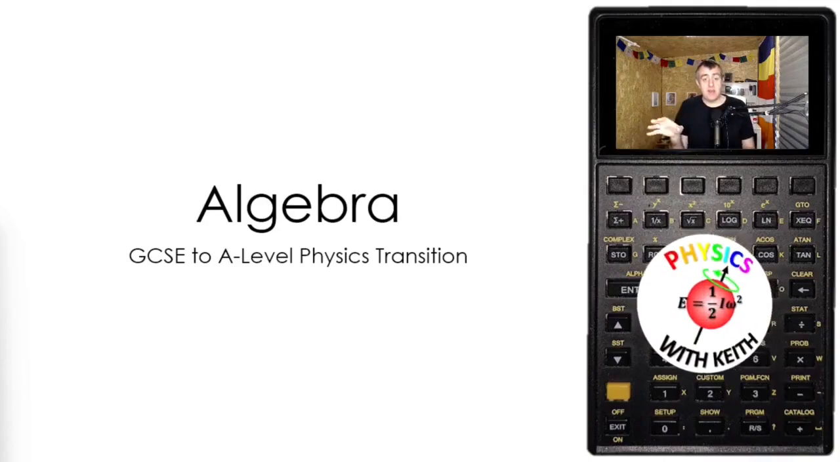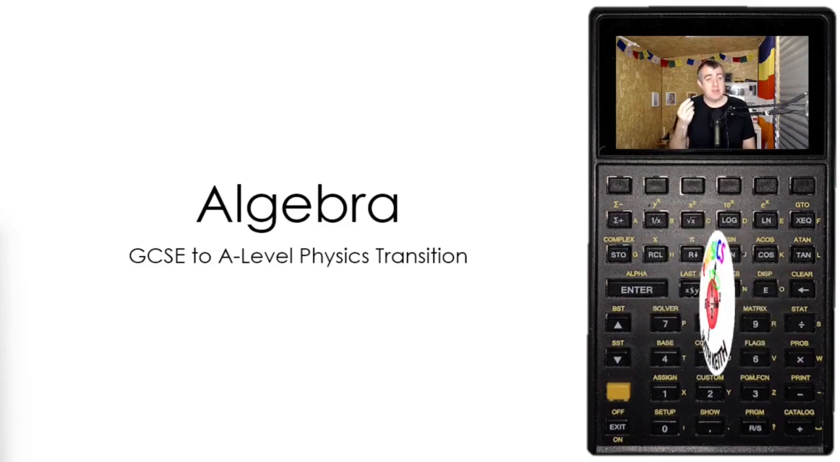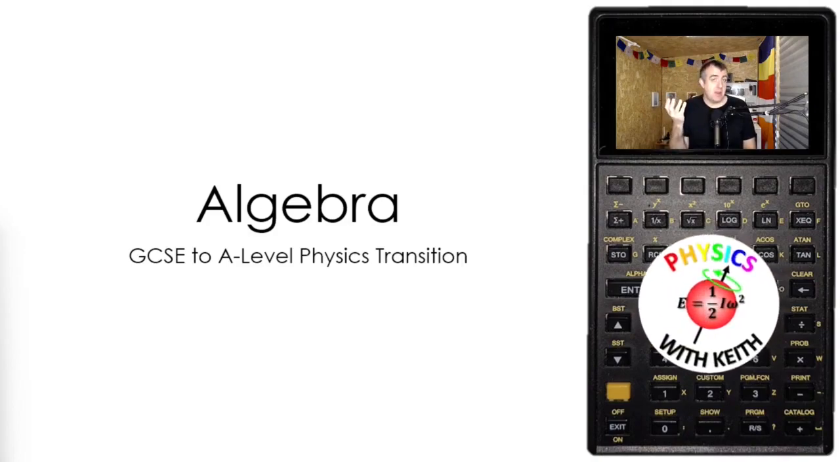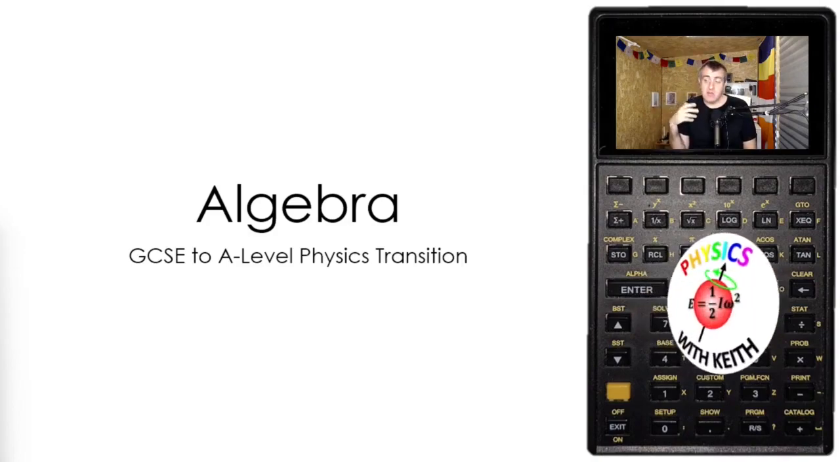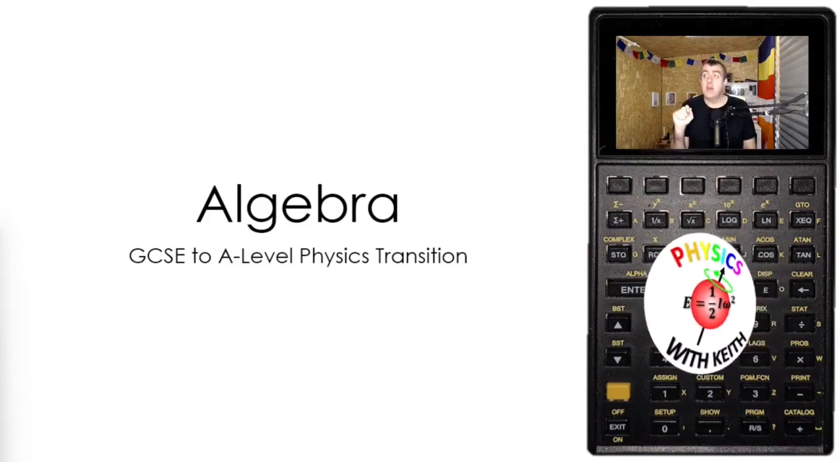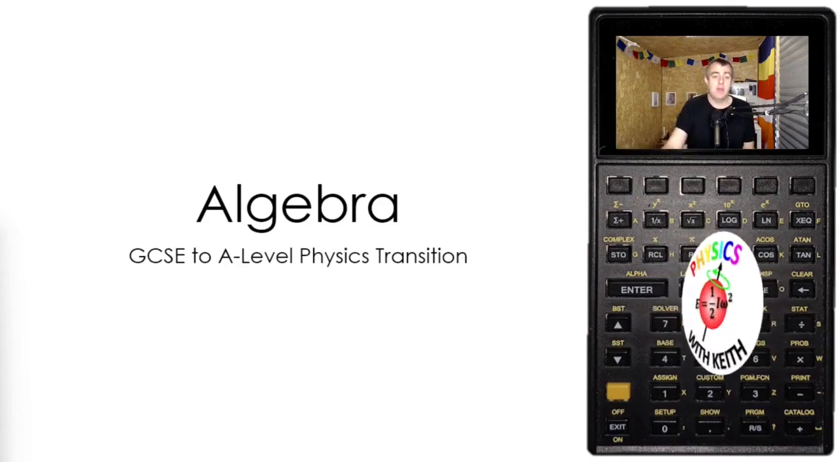Algebra at GCSE level is quite straightforward. Most of the equations that you manipulate have just 3 terms. But there are some that you manipulate at GCSE level with more terms. Even things like half mv squared, or v squared equals u squared plus 2as, are a little bit more complicated.